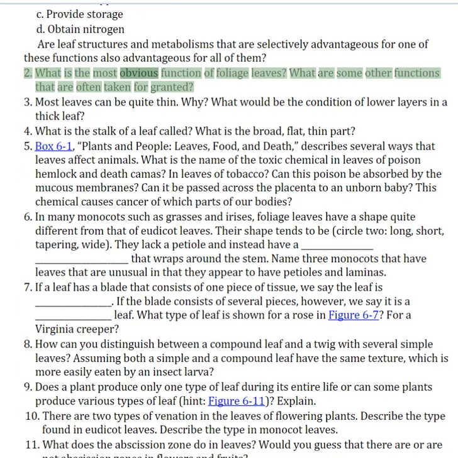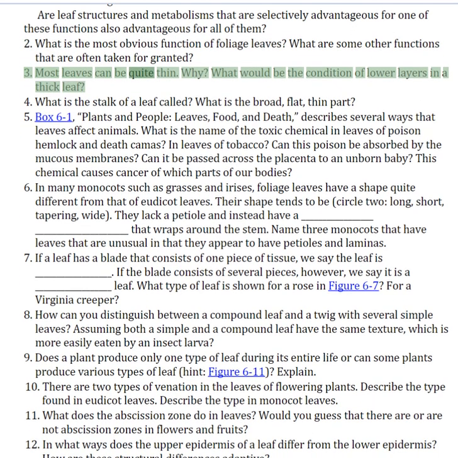2. What is the most obvious function of foliage leaves? What are some other functions that are often taken for granted? 3. Most leaves can be quite thin. Why? What would be the condition of lower layers in a thick leaf? 4.